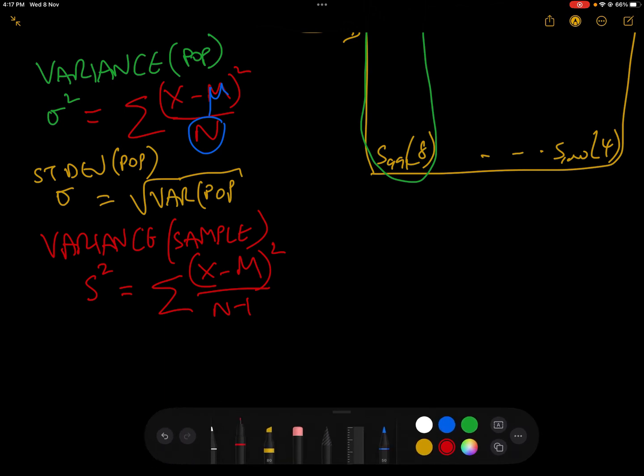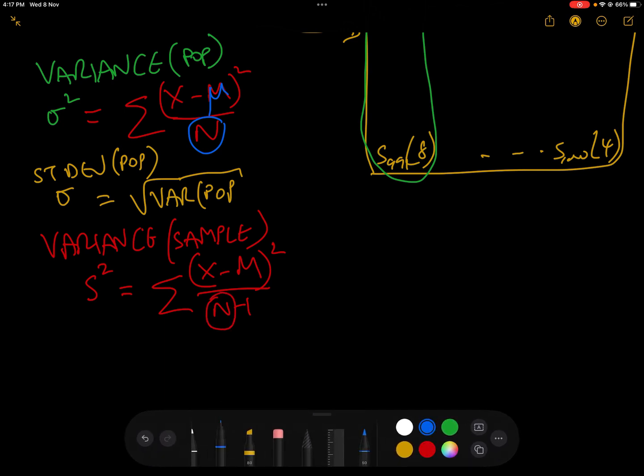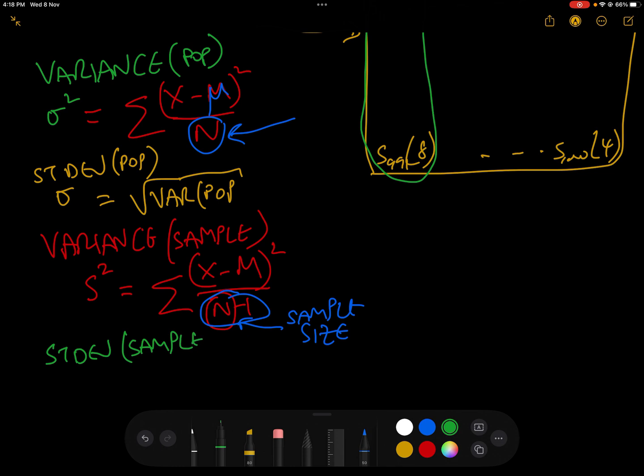where n here is the sample size. So it's almost identical, except when we are doing the variance of the population, we divide by the entire population size. When we are doing the variance of a sample, we divide by the sample size minus 1. And then the standard deviation of a sample, which is denoted by s, is again the square root of the variance of the sample. So it's only a small thing, but it is important. So now let's move on.